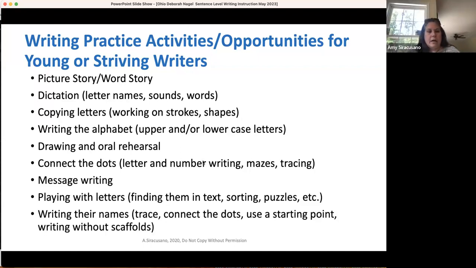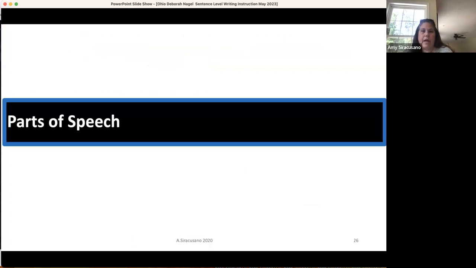Okay. And then writing their names, tracing their names using dots, and then writing without scaffolds. So that's the last one. Okay, I'm going to go into sentence level writing now. So any questions about any of that?